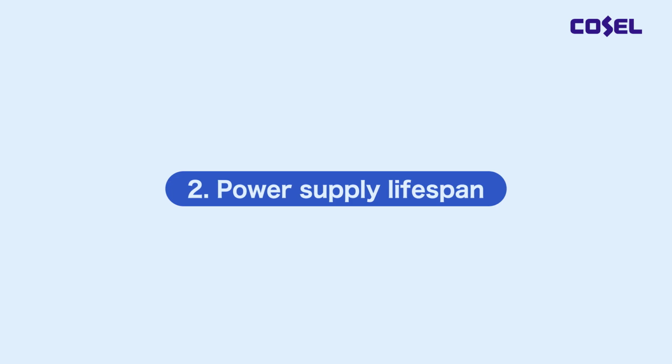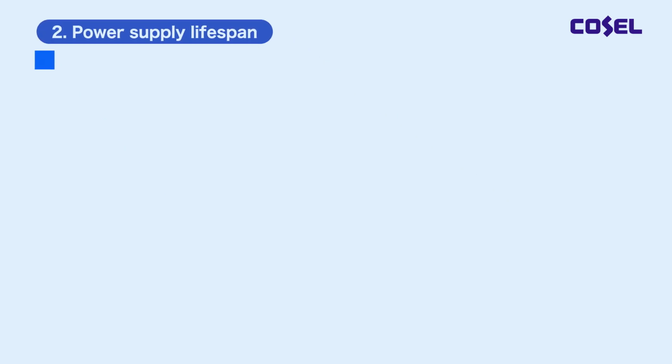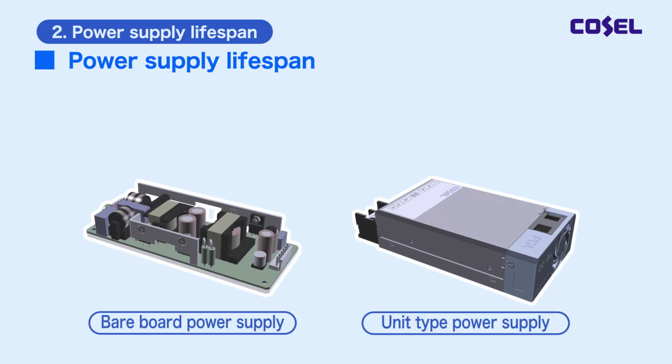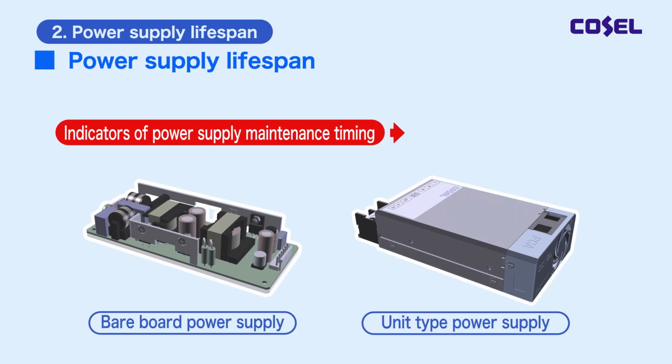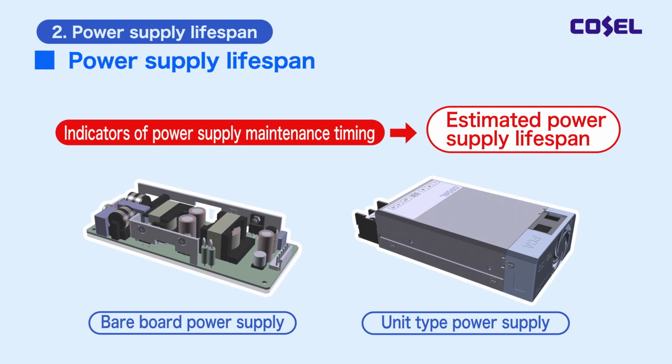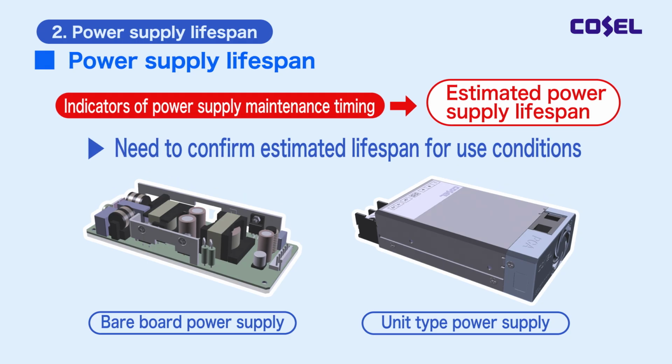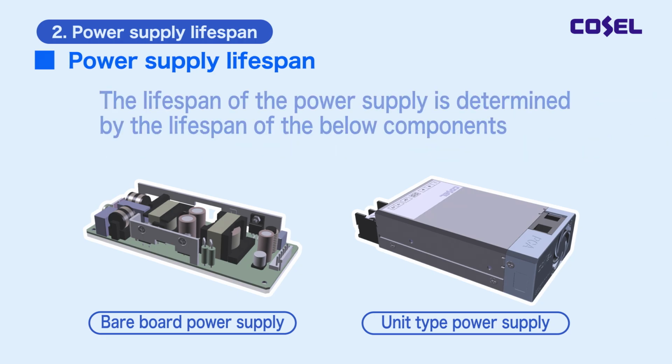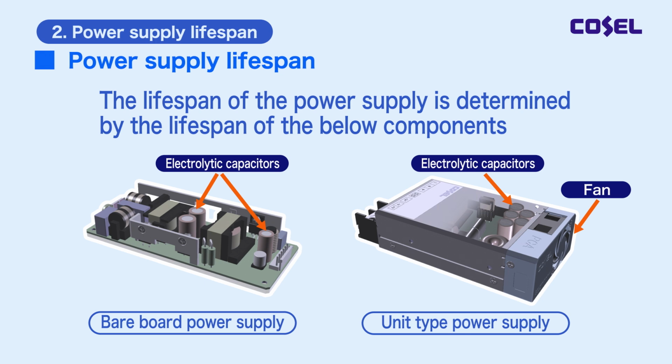Next, let's talk about the lifespan of the power supply. When selecting a power supply, please check the lifespan of the power supply as an indicator of the timing to maintain the power supply. The lifespan of the power supply depends on your operating conditions. If you want your equipment to run longer, please check the estimated lifespan of the power supply for each operating condition. The two consumable components of the power supply are the built-in aluminum electrolytic capacitors and the fan.